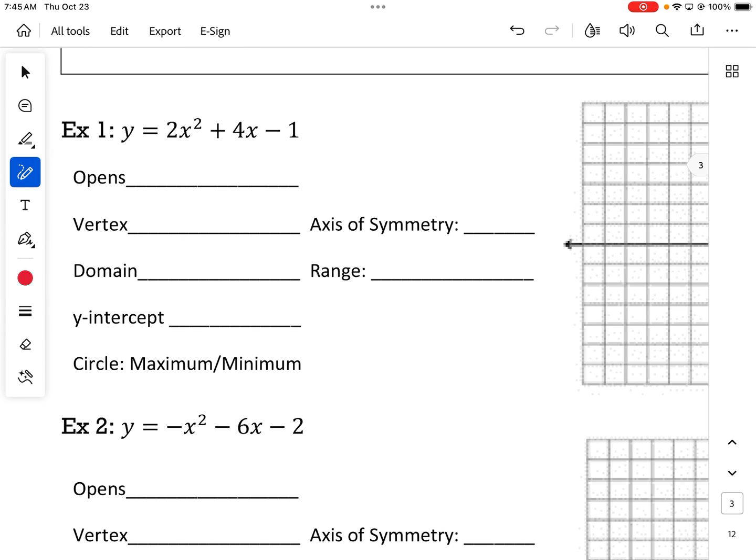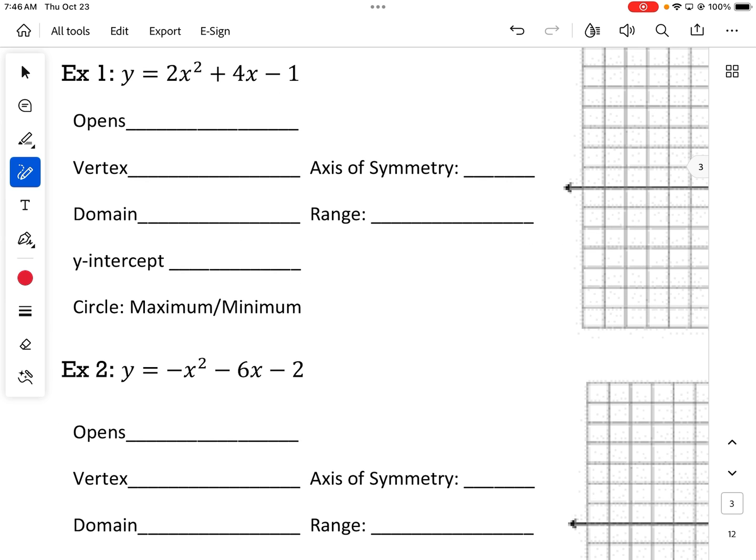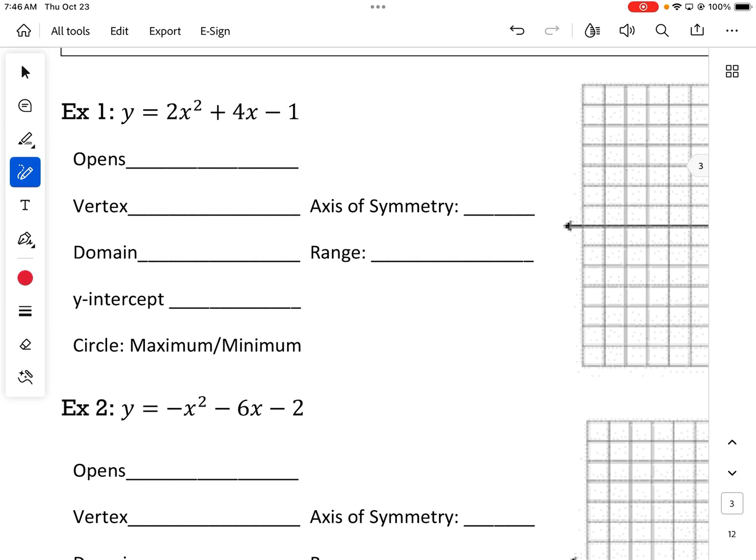All right, so here is our first thing. So let's look at it. Y equals 2x squared plus 4x minus 1. So let's look at the A. Let's label them. A is 2. B is positive 4. C is negative 1. So to open either upward or downward, you look at the A value. A is positive, so it's going to open up.